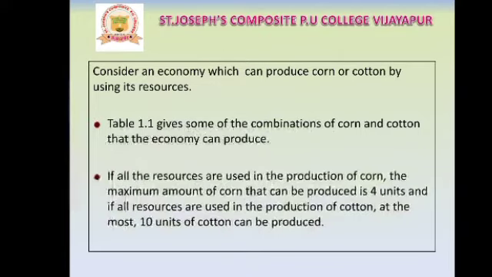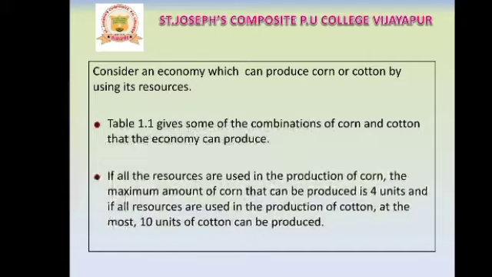So if all the resources are used in the production of corn, just recall the table, then the maximum amount of corn that can be produced is 4 units at possibility E. And if all the resources are used in the production of cotton, then at the most 10 units of cotton can be produced, at possibility A.